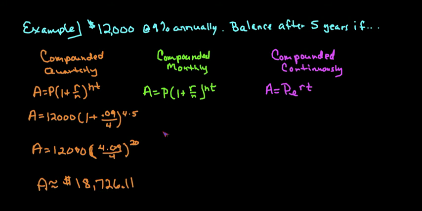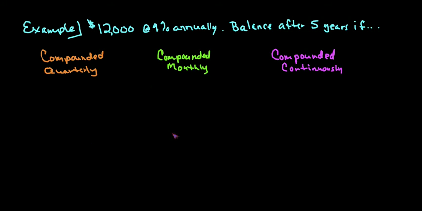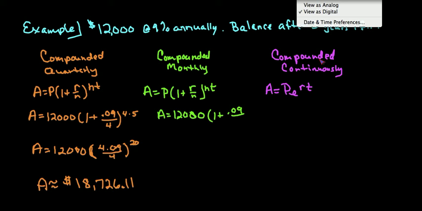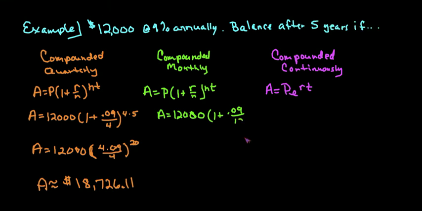Same formula, same things to start with here, $12,000. We're going to stick with 9%. And here's the change. Since monthly, that means there'll be 12 different times that we're going to compound this interest. But that also means it's going to be 12 times 5 instead of 4 times 5 like in the last problem.